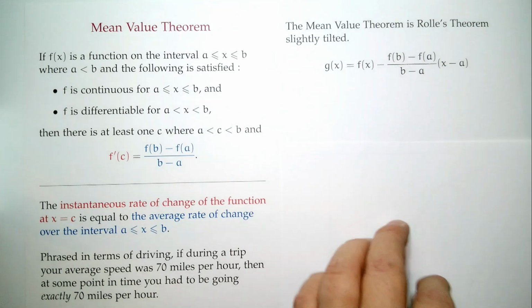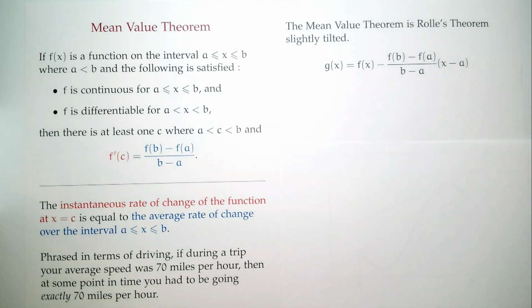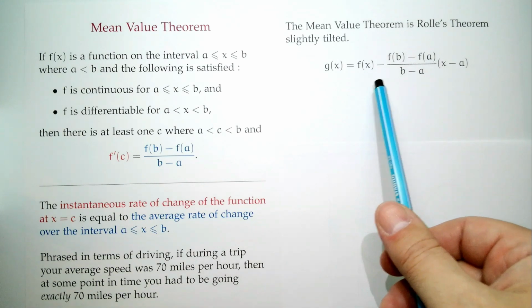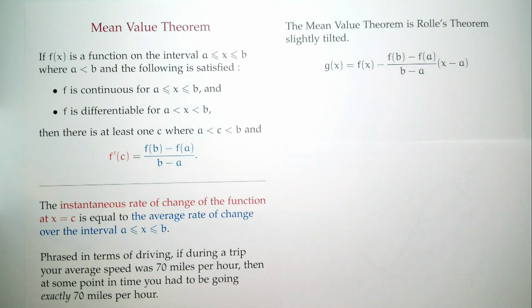Okay. Now, we talked about how Rolle's theorem follows from the mean value theorem. It turns out the mean value theorem also comes from Rolle's theorem, so we don't actually have to prove anything new. You might say, but how is that possible? The way to think about it is that you take Rolle's theorem and you tilt it. So we're going to temporarily construct a new function called g of x, which is f of x minus f of b minus f of a over b minus a times x minus a. Not the most exciting function, but bear with me for a moment.